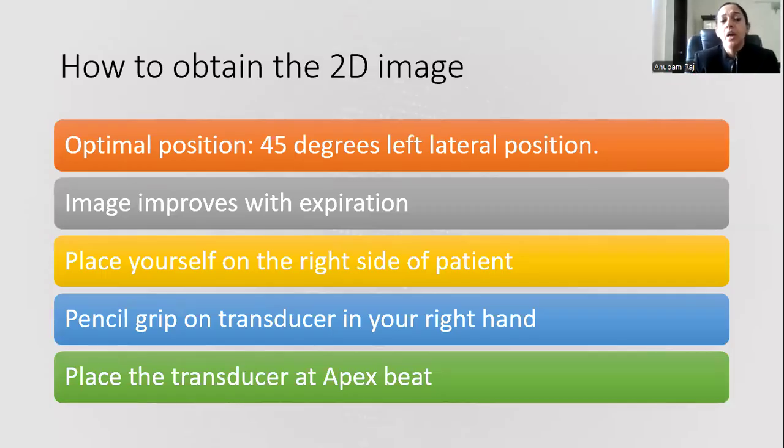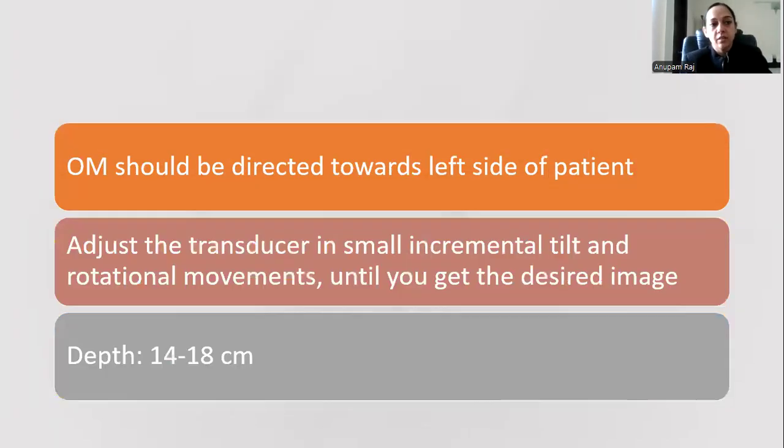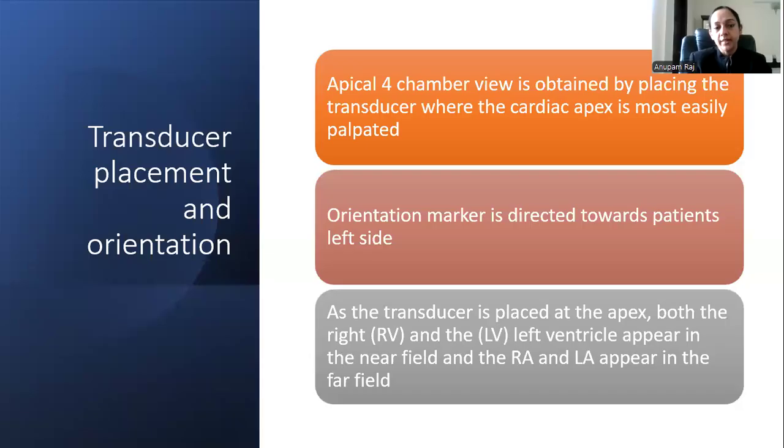To obtain the view, the optimal position of the patient is lying 45 degrees in the left lateral position. Image improves with expiration. Place yourself on the right side of the patient and pencil grip your transducer in the right hand. Now place the transducer at the apex beat. Orientation marker will be directed towards the patient's left side, to the left shoulder. Adjust the transducer in small incremental tilts and rotational movements until you get the desired image. And depth is usually 14 to 18 centimeters.